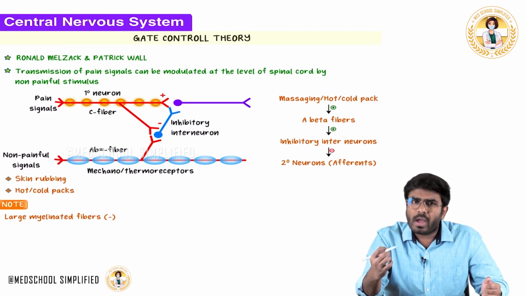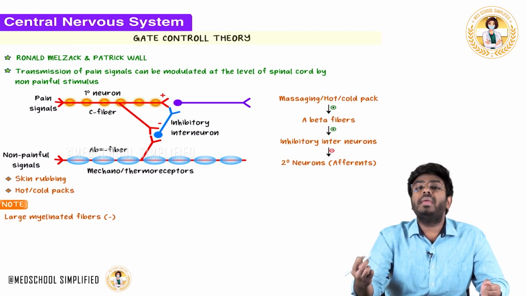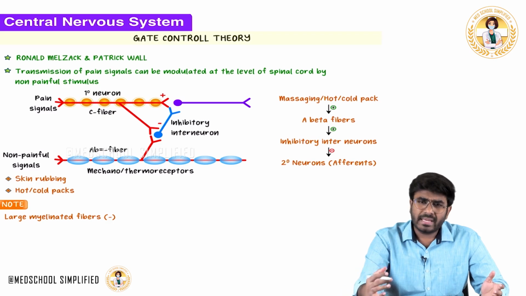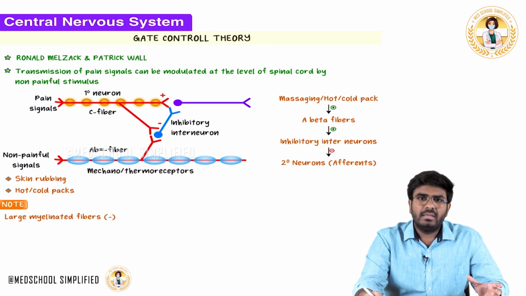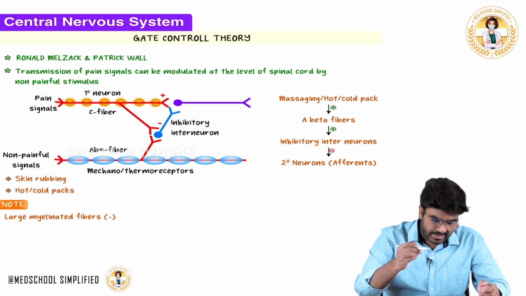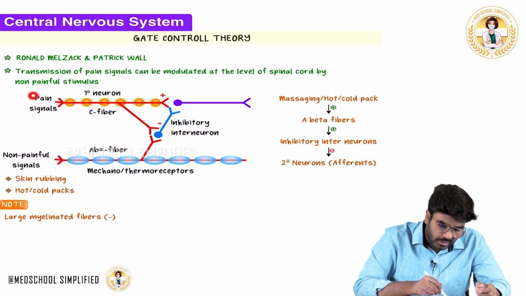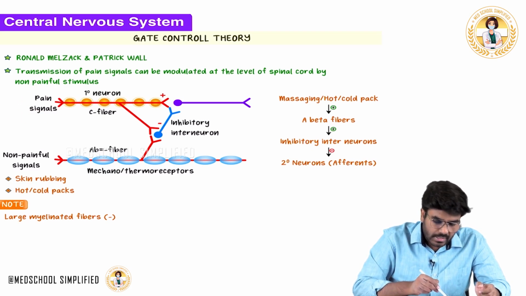So how do non-painful stimuli like a hot pack or cold pack, or skin stretching, skin rubbing, massaging, actually decrease the pain? Let's see now. See, here are the first order neurons. This is the first order neuron in the pain pathway. Now see, these fibers, which fibers? These first order neurons are C fibers. These are free nerve endings of the first order neuron.